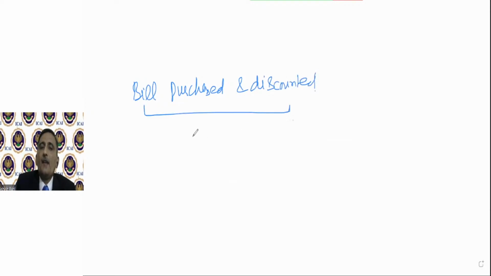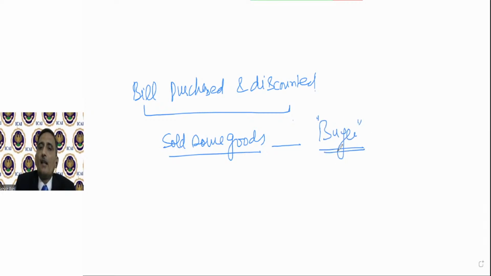Say, students, if a company or entity has sold some goods to a buyer, and the buyer is to make payment after 90 days, then the company can go to the bank along with the invoice and other related papers, saying that this payment has to come from the buyer after 90 days.